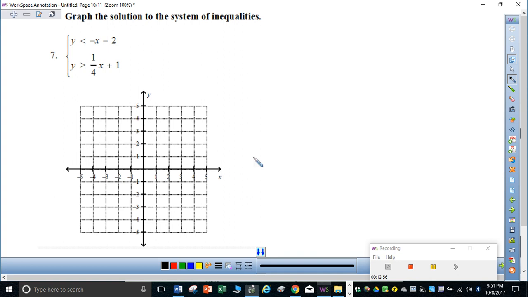Okay, next we're going to graph the solution to the system of inequalities. So we're going to graph each inequality separately. We're going to use those teeny tiny shading arrows to tell us the direction the shading will be, but ultimately we're just concerned about where the shading overlaps. All right, so for our first inequality, that's going to be based on the boundary line y equals negative 1x minus 2. It's got a slope of negative 1 and a y-intercept of negative 2.